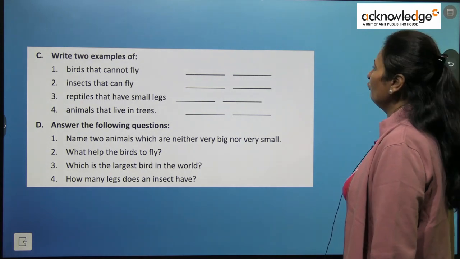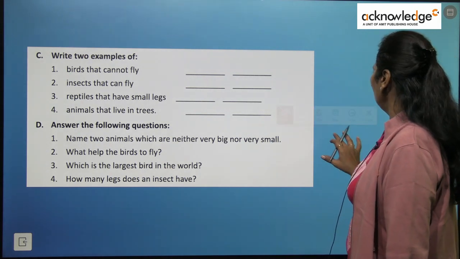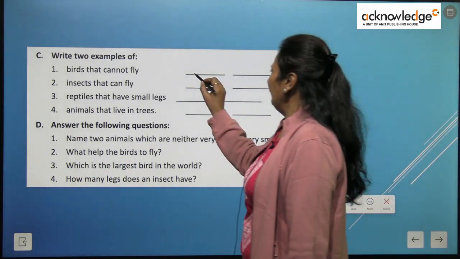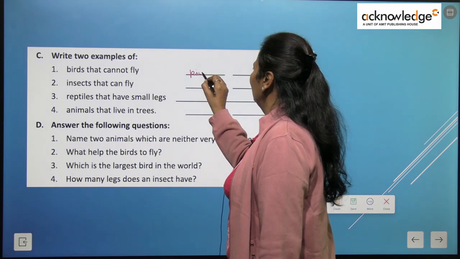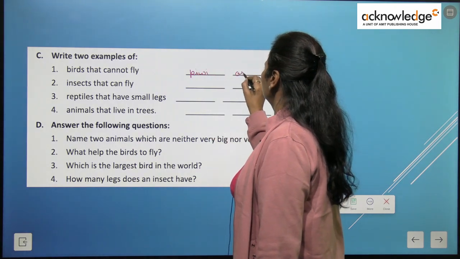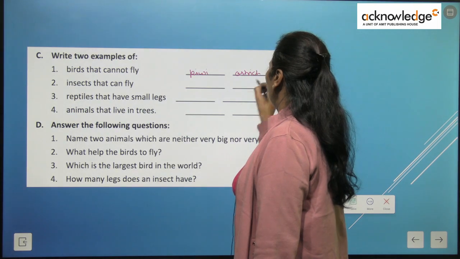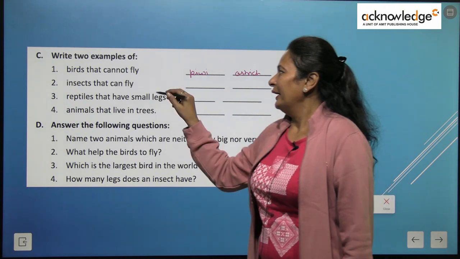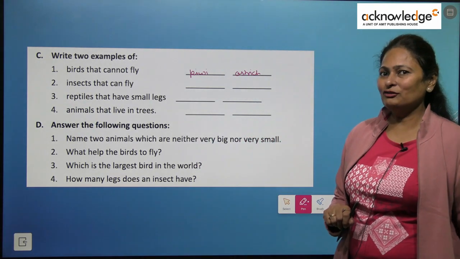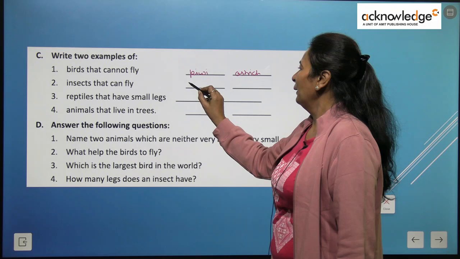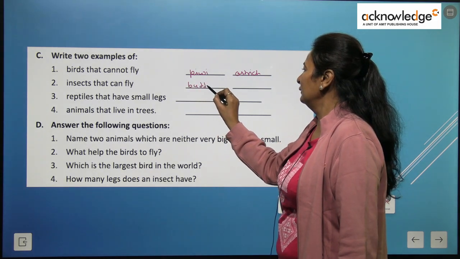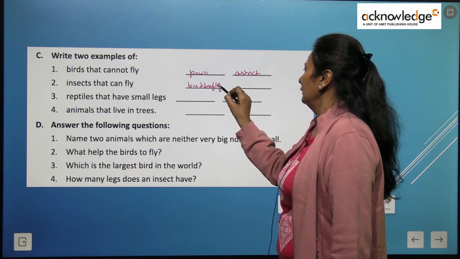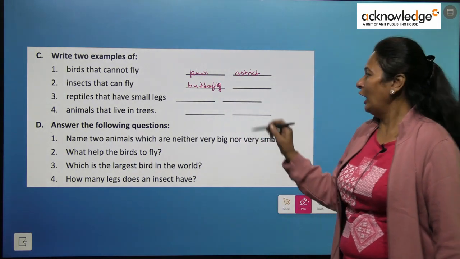Write 2 examples of birds that cannot fly. Can you tell me? Excellent. It is kiwi and ostrich. They are the examples of flightless birds. Insects that can fly. Insects that can fly are butterfly and housefly.